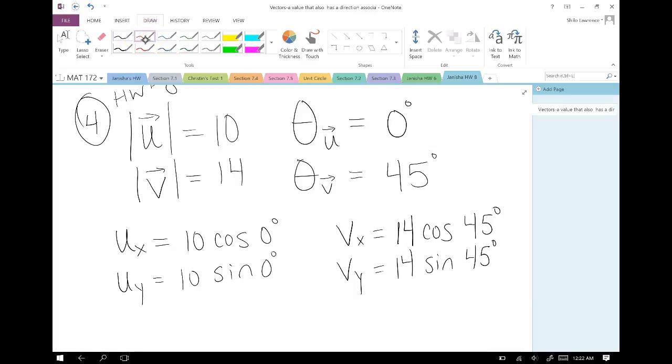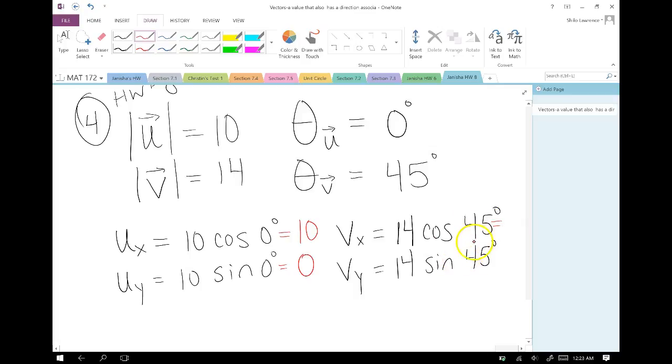Now, we can figure out what these are. 10 times the cosine of 0 is just 10. 10 times the sine of 0 is 0. 14 times the cosine of 45, you would probably be okay just typing that in your calculator and changing it to a decimal.